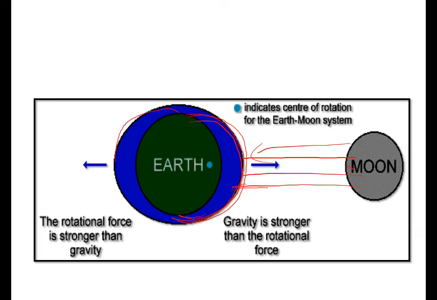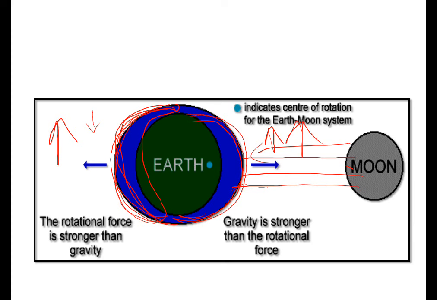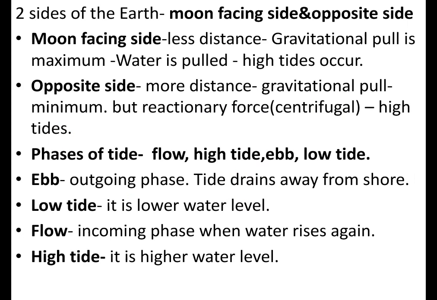Because of the centrifugal force, on this side also a bulge is created. Though the moon's gravitational force is much more on this side and here it affects very little, the rotational force is stronger than the gravity in this region. Because of that, in this region also a bulge is created. So here also high tides occur, and in this region also high tides occur. So that's how the tides originate.